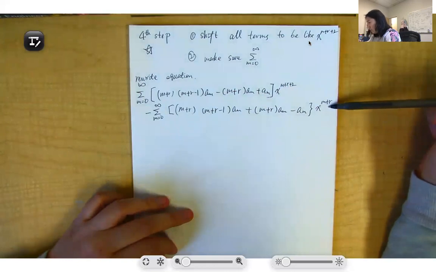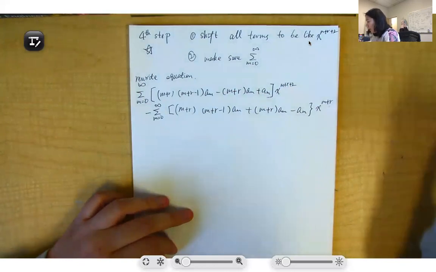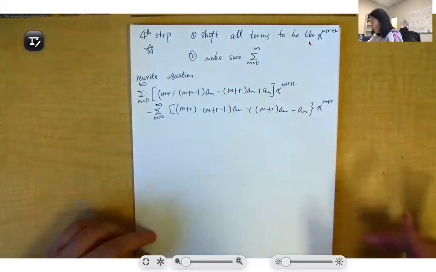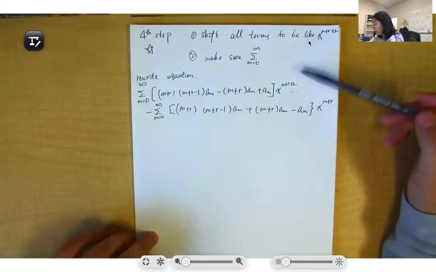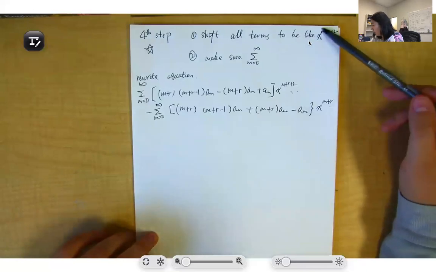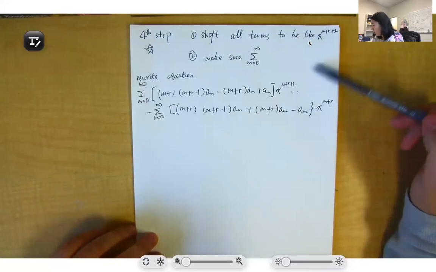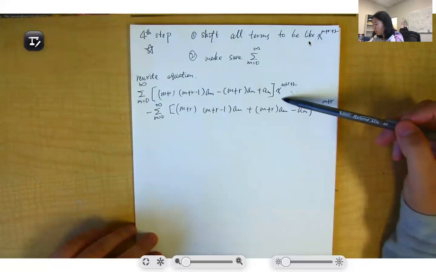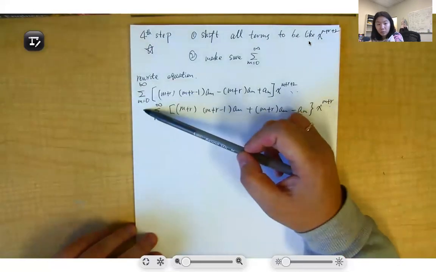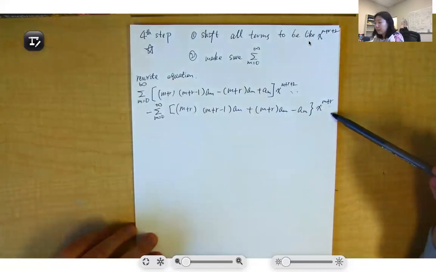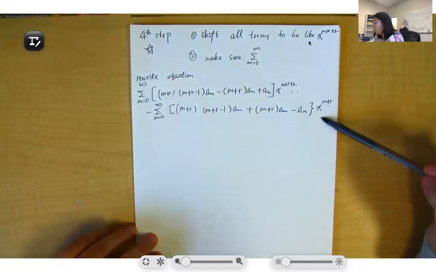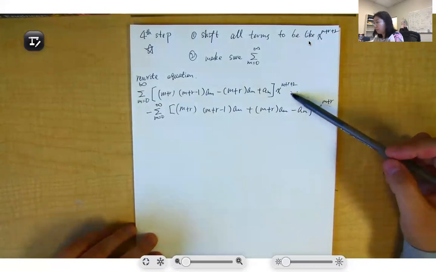This is our second term. Then we found that the first term is satisfied with our first step, where the exponent is the highest term as well, starting with m equals 0 to infinity. But the second term is not satisfied, so we need to shift this term to be like the highest term.